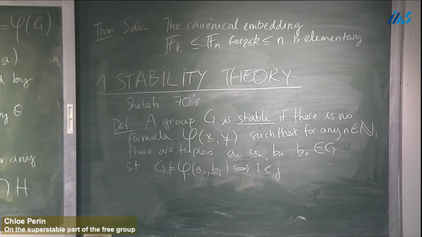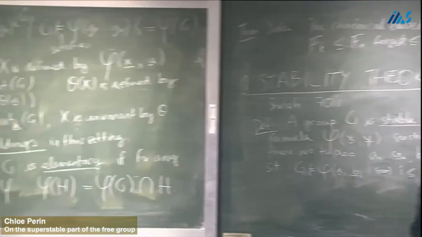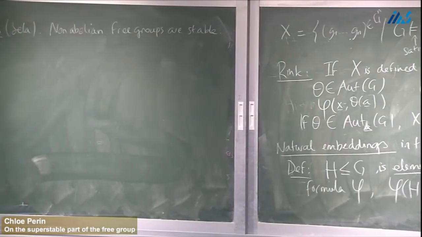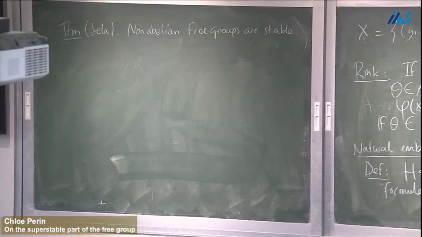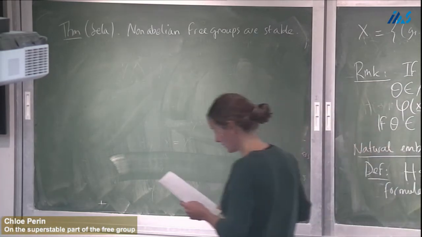using the tools that he developed to solve Tarski's problem, he showed that free groups are stable, so non-abelian. In fact, he showed that torsion-free hyperbolic groups are stable. But let me just state it for free groups. Okay, so according to Shelah, they are supposed to have a good geometry, but let us now see really what this means to have a good geometry.